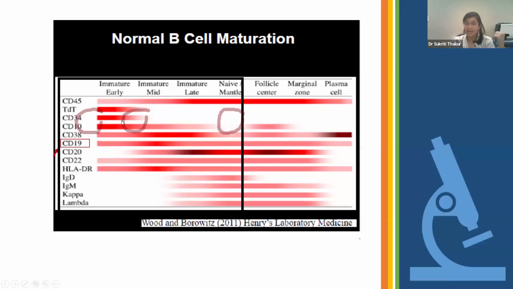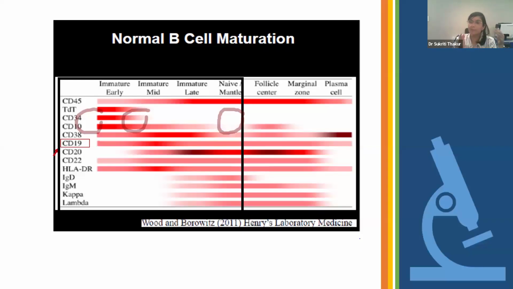But as my B cells mature towards mature B cells, they tend to lose these immature markers and start gaining the mature markers. For example, CD20 is a mature marker. They will tend to gain kappa and lambda, which is again a marker of maturity. This is very important because from the flow point of view, when we see a cell, whether it's immature or mature, we should know what markers it exhibits.